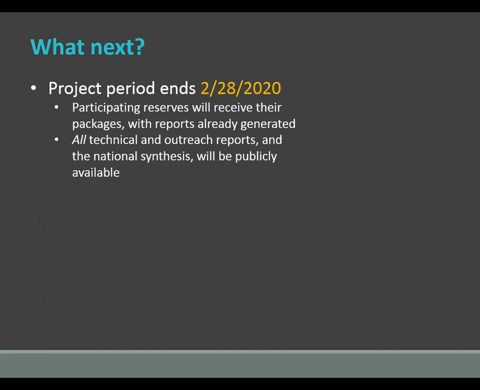And the reports and summaries will all be publicly available. Some reserves have agreed to share their data too, so that will also be available. So by the end of the month, everything will be generated. I'm not entirely sure when we're gonna figure out where it lives on the Science Collaborative website, but it shouldn't be too much past that.